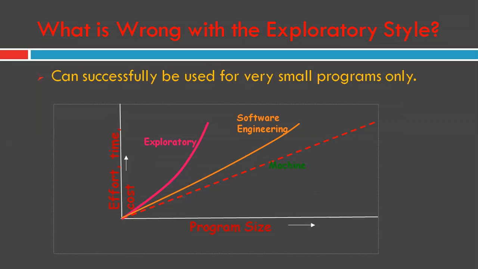Now let us see what is the exploratory programming development style. It refers to an informal development style in which the programmer uses his own intuition to develop a program rather than making use of the systematic body of knowledge which is categorized under the software engineering discipline.